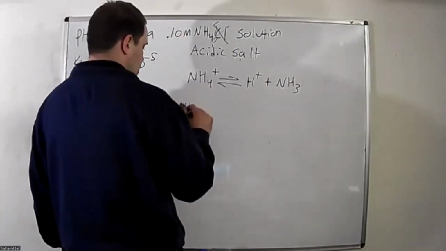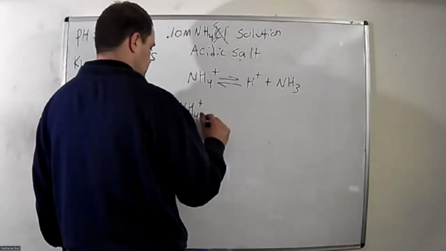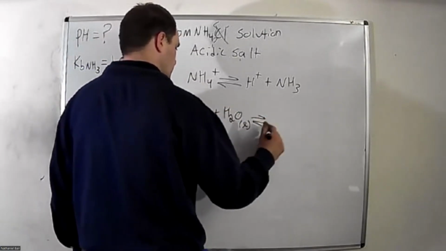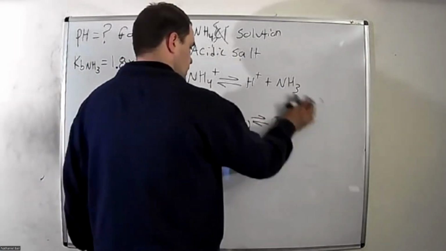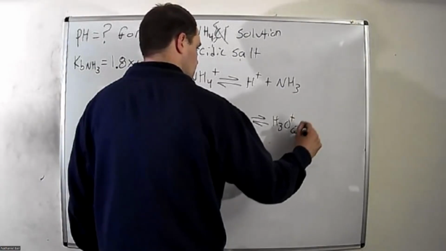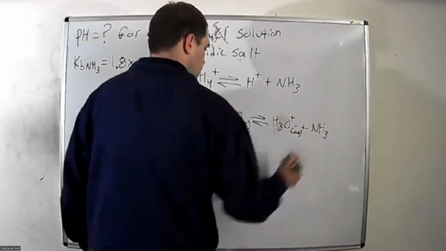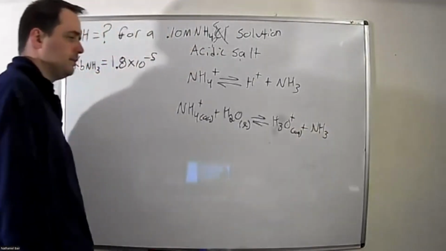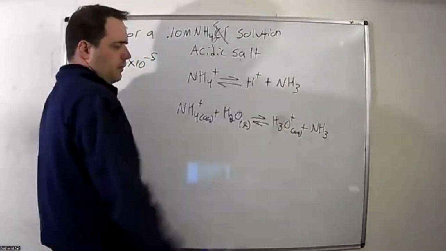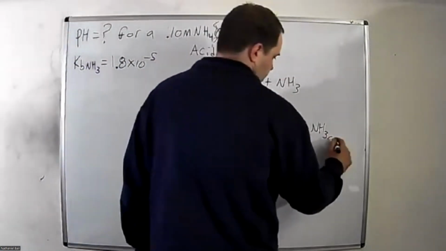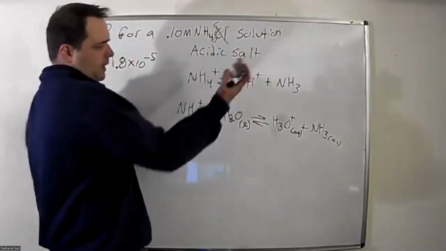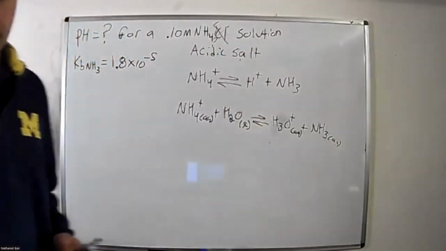Or you can show NH4 plus and water making H3O plus and NH3. So remember, H plus doesn't really exist, but all of us self-respecting chemists know that it exists. So you pick how you want to write that out. I'll go with the top one. Doesn't matter to me.